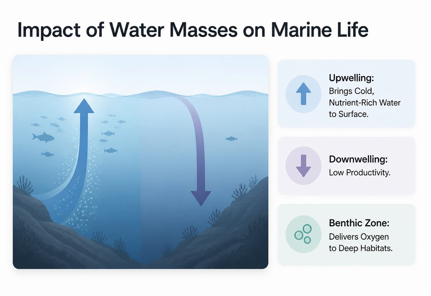Where these water masses rise to the surface, a process called upwelling, they bring cold, nutrient-rich waters that support massive marine ecosystems. Conversely, downwelling regions tend to have lower productivity because nutrients are not continuously replenished from below. The movement of these masses can even impact sensitive ecosystems like coral reefs.